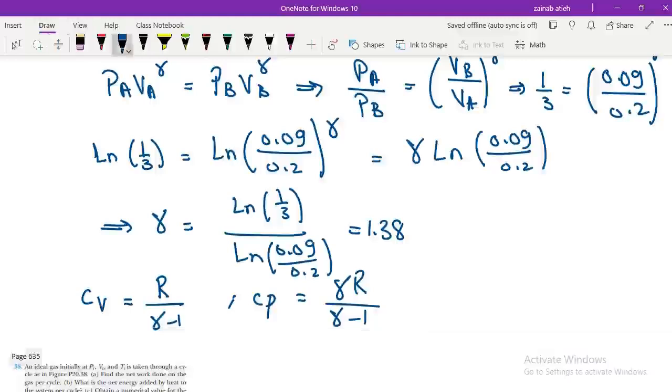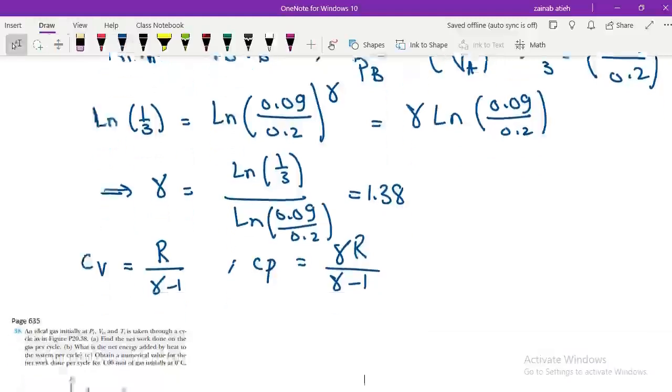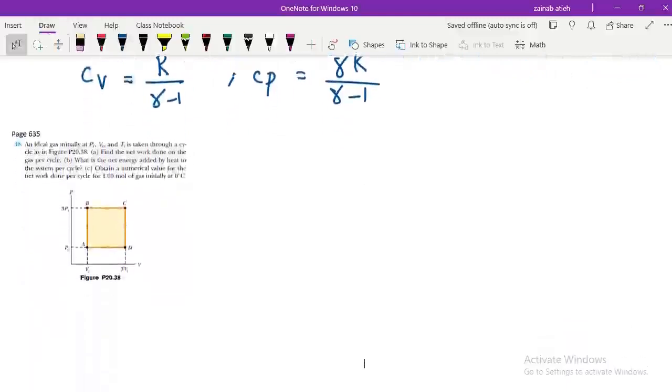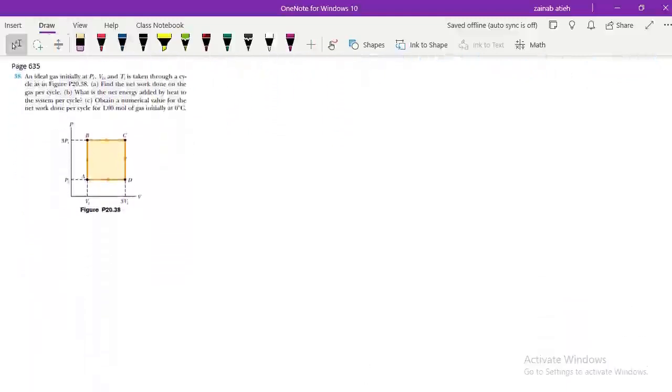Now I will move to problem 38, page 635. This problem says an ideal gas initially at Pi, Vi, Ti is taken through a cycle as in figure 20.38. Find the net work done by the gas per cycle. So the net work done by the gas, I have already explained.